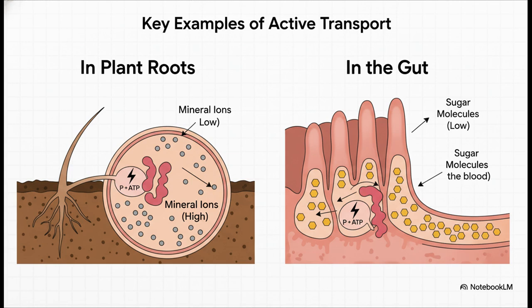So what does this actually look like in real life? Well, these are the two classic examples you've got to know. First up, in plants. Root hairs need to pull in mineral ions from the soil, even when the concentration of those minerals is already way higher inside the root. That's active transport. Second, in us. Our small intestine absorbs sugar molecules from our food into our blood, even when our blood already has plenty of sugar. Both are totally vital and both work using active transport.